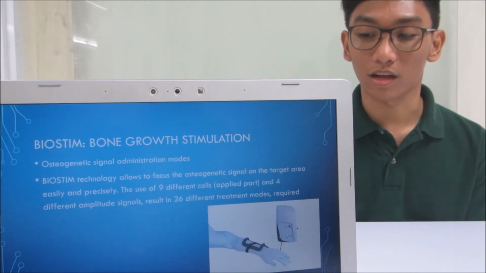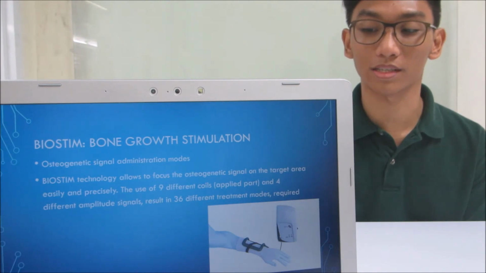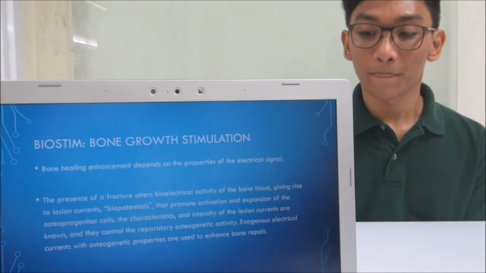BioStim technology allows the osteogenetic signal to be focused on the target area easily and precisely. The use of 9 different coils applied, with 4 different amplitude signals, results in 36 different treatment modalities.